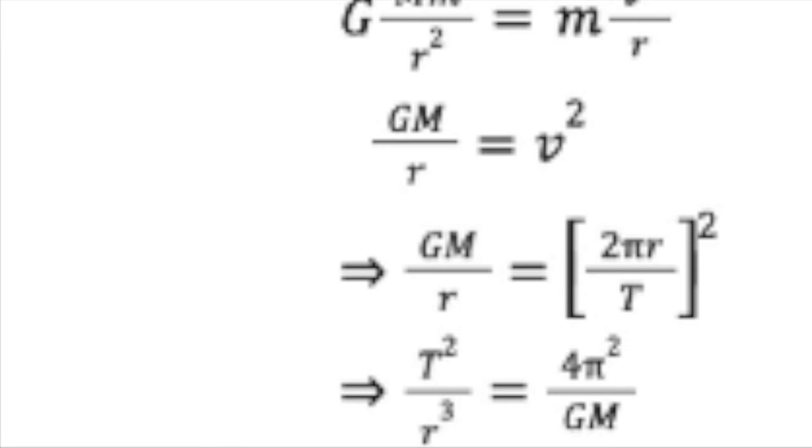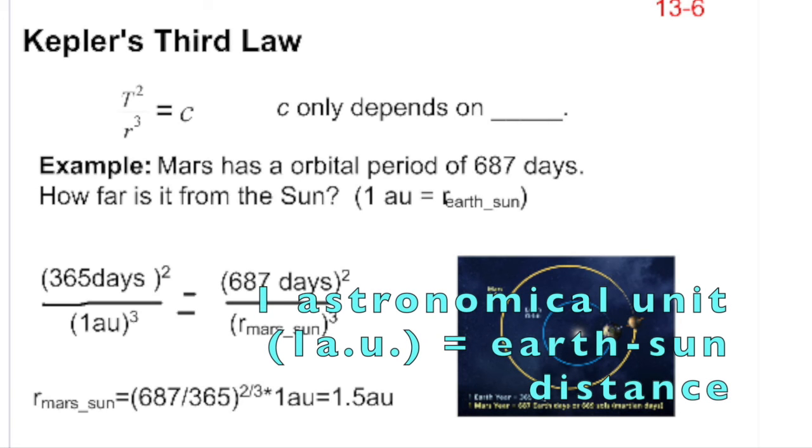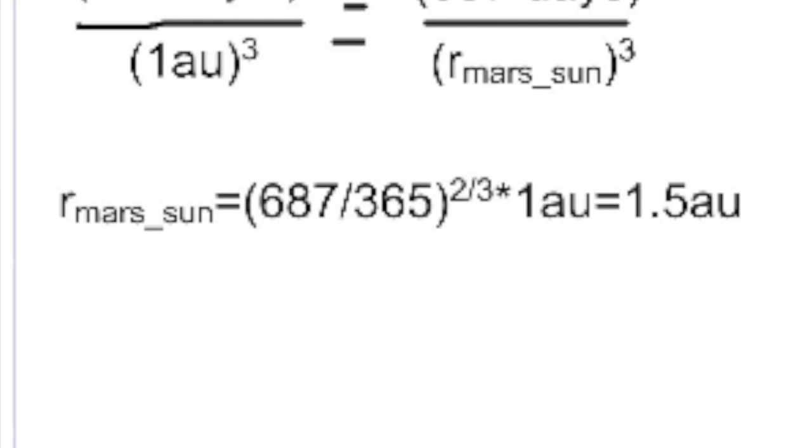So let's do a quick example of this. Mars has an orbital period of 687 days, so it's about 2 Earth years. How far is it from the sun? So you feed it straight into this ratio. You get the period of the Earth, which is, of course, 1 year, 365 days, over its distance, 1 AU. We've defined 1 AU to be the distance between the Earth and the sun. That is equal to 687 days, the period of Mars, divided by the distance that Mars is from the sun. So you work it out, and you get that the distance that Mars is from the sun is 1.5 AU. So Mars is on average 1.5 times the distance away from the sun as Earth is.